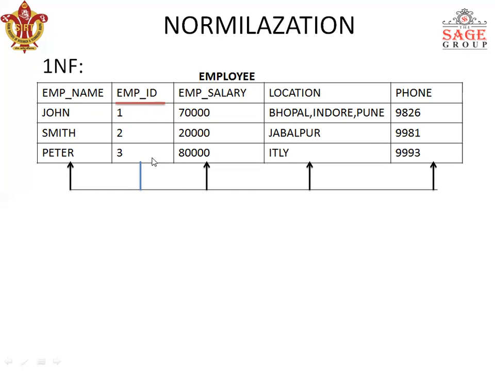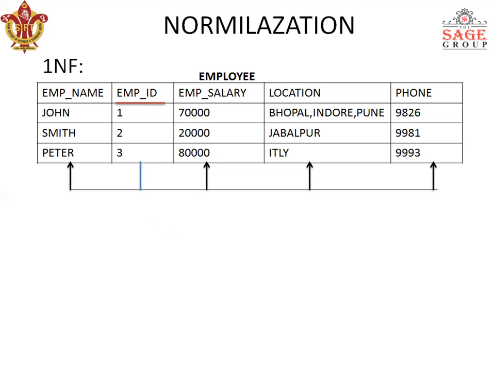So this table is an unnormalized table, because first normal form is a basic normal form, and it says that the value should be atomic. We have seen that 3 locations are stored in a single cell. This table does not follow the property of first normal form. It is an unnormalized table. So if we want to convert this unnormalized table into first normal form, we will apply the conditions of first normal form.